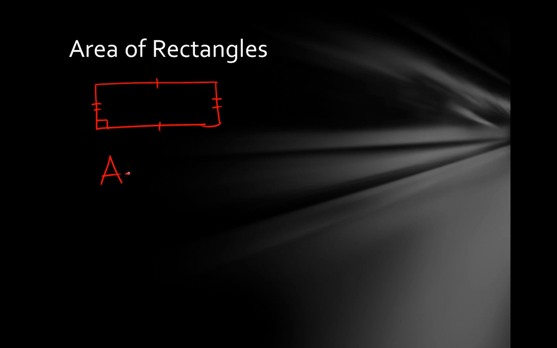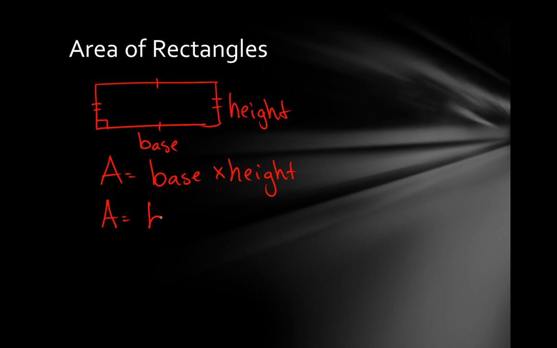Define the area of a rectangle. Area, we say, is equal to the base times the height. Our base, we usually consider that our bottom length. Our height is our side length. We can shorthand that and say that area is equal to B times H, B for base, H for height. Sometimes you see L times W, L standing for length, W standing for width. But we're probably going to stick with base times height.